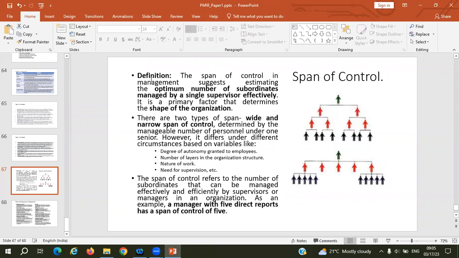Today is one interesting topic we are going to discuss. Span of control. Span of control, span of management. What is the meaning of span of control? What are the factors impacting span of control? Why is it required? So, to understand everything.